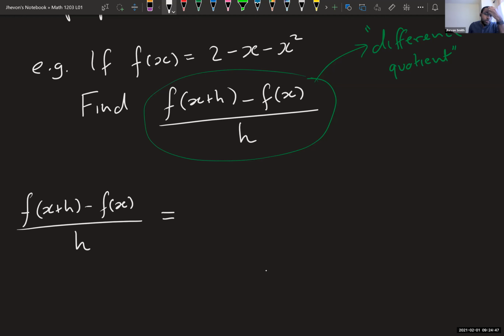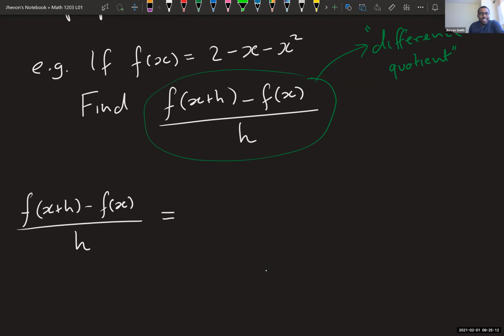So you'd start with the f of x plus h. What is f of x plus h? That's 2 minus x squared plus h, right? Is that the first part? It's not the first part. Very common mistake. Students often make that mistake.